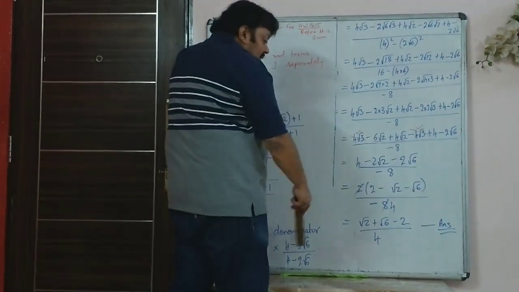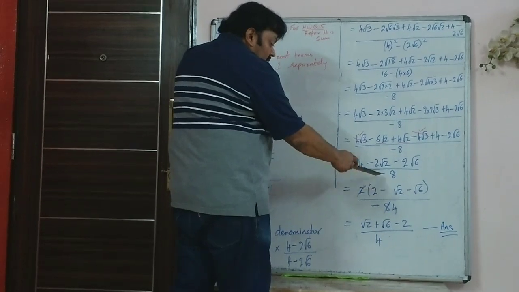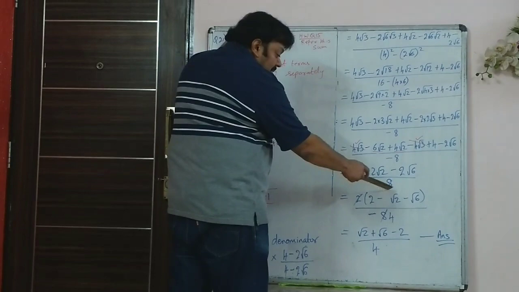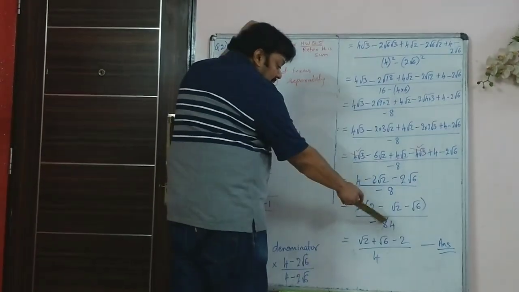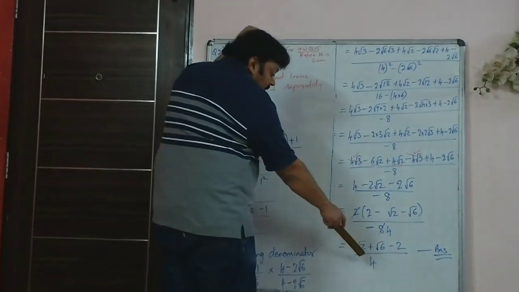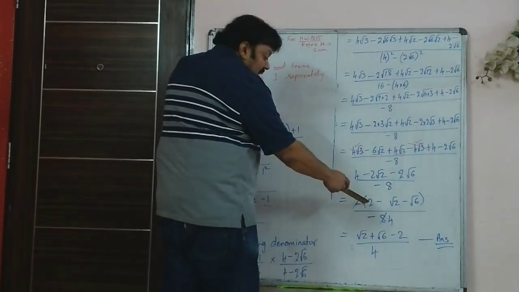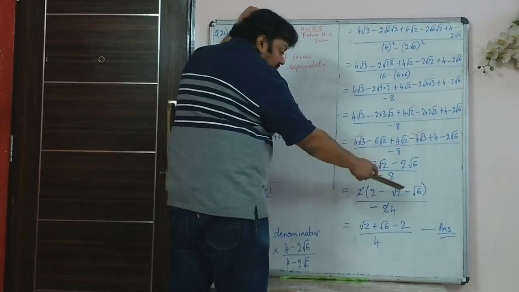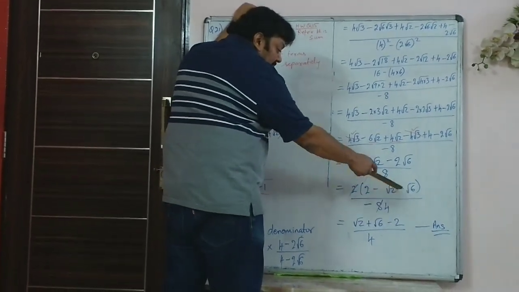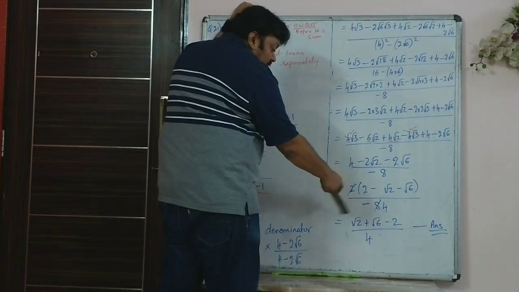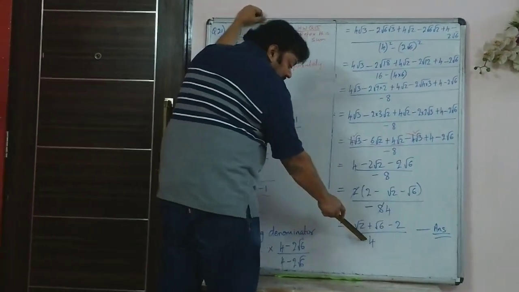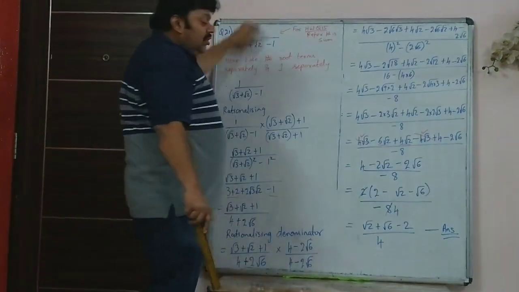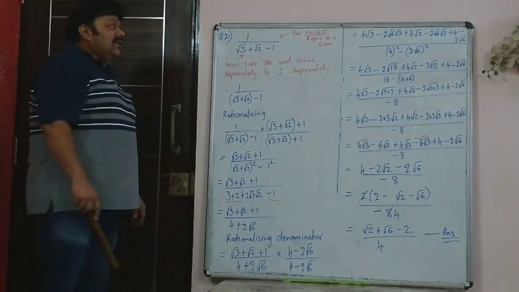So take 2 common in the numerator, 2 minus root 2 minus, you are left with root 6, upon minus 6. So 2 and minus 8 gets cancelled, so minus 4 remains. But now I have brought the minus up, so I am changing the signs. Because this minus is there, I am changing the sign. I can write it as root 2 plus root 6 minus 2 upon, now instead of minus 4, it is plus 4. Because this minus has changed the sign of all those terms. So that's the final answer.